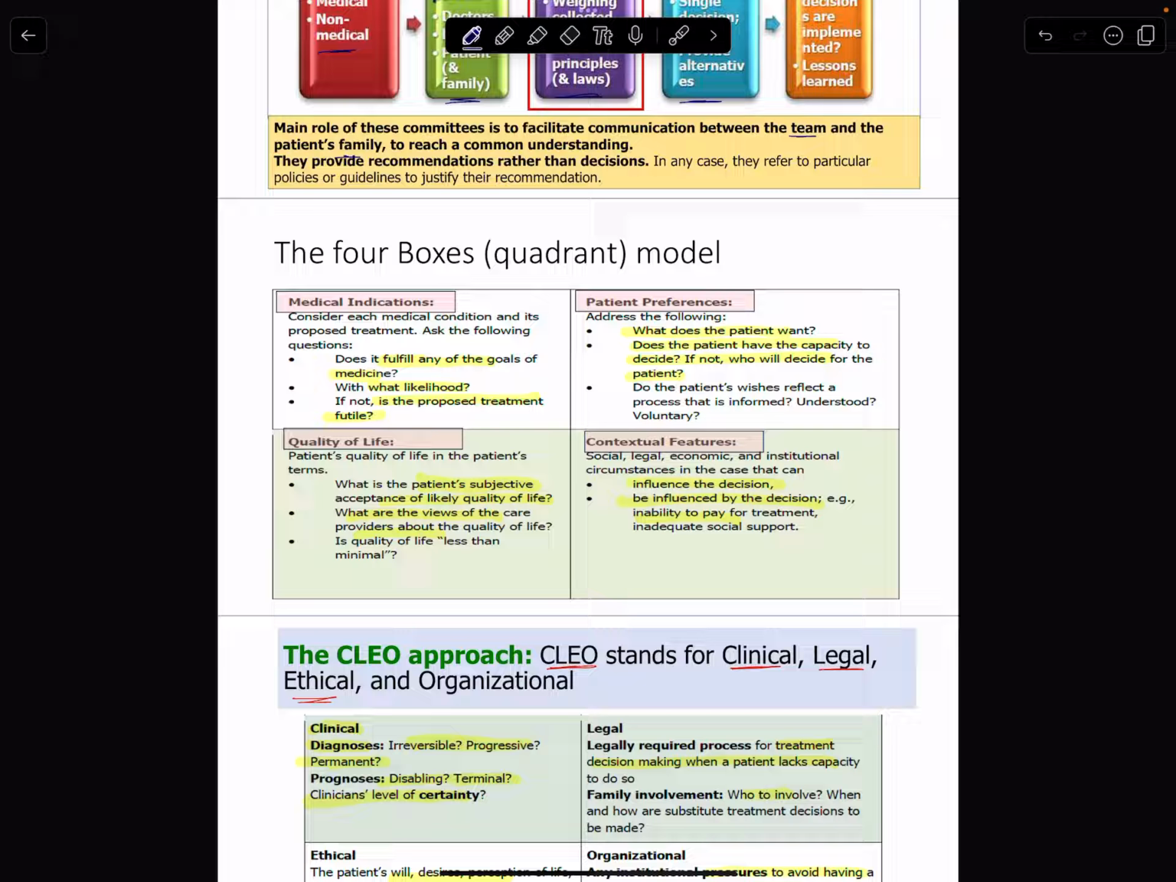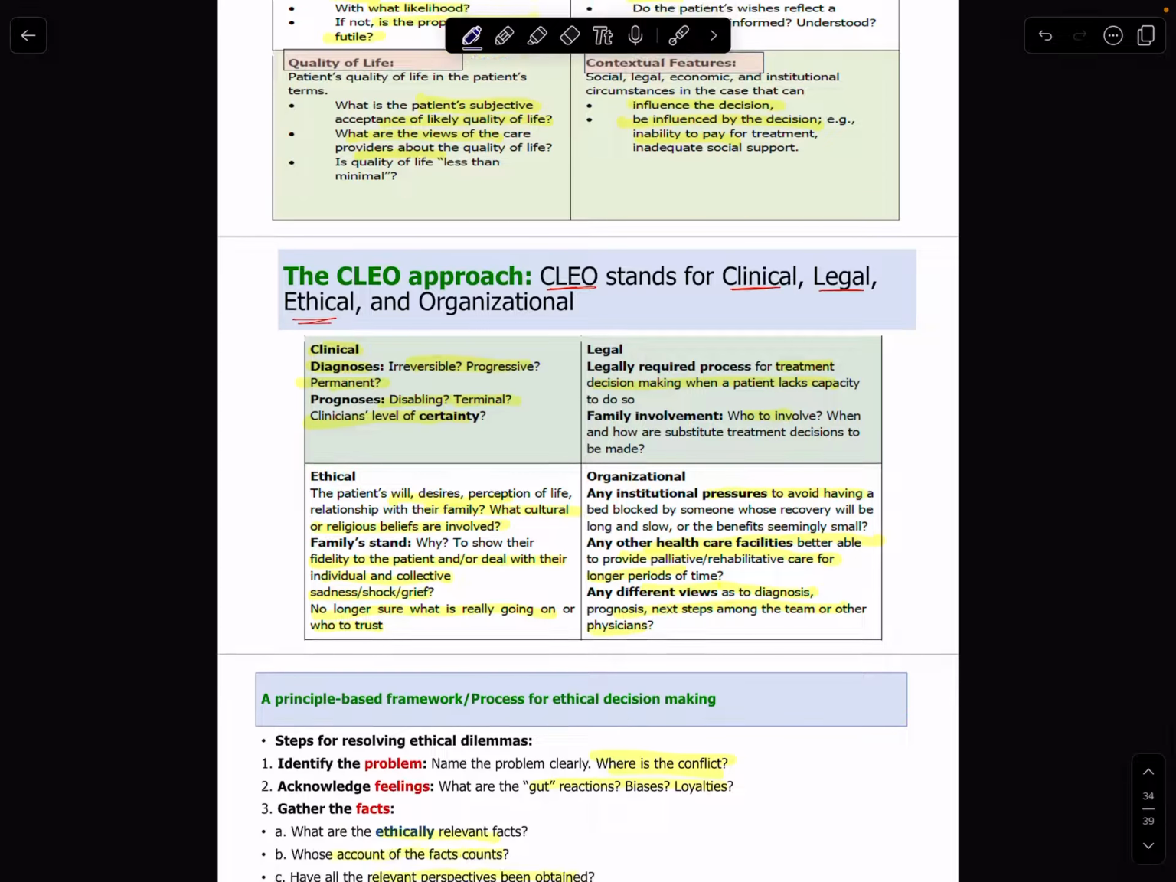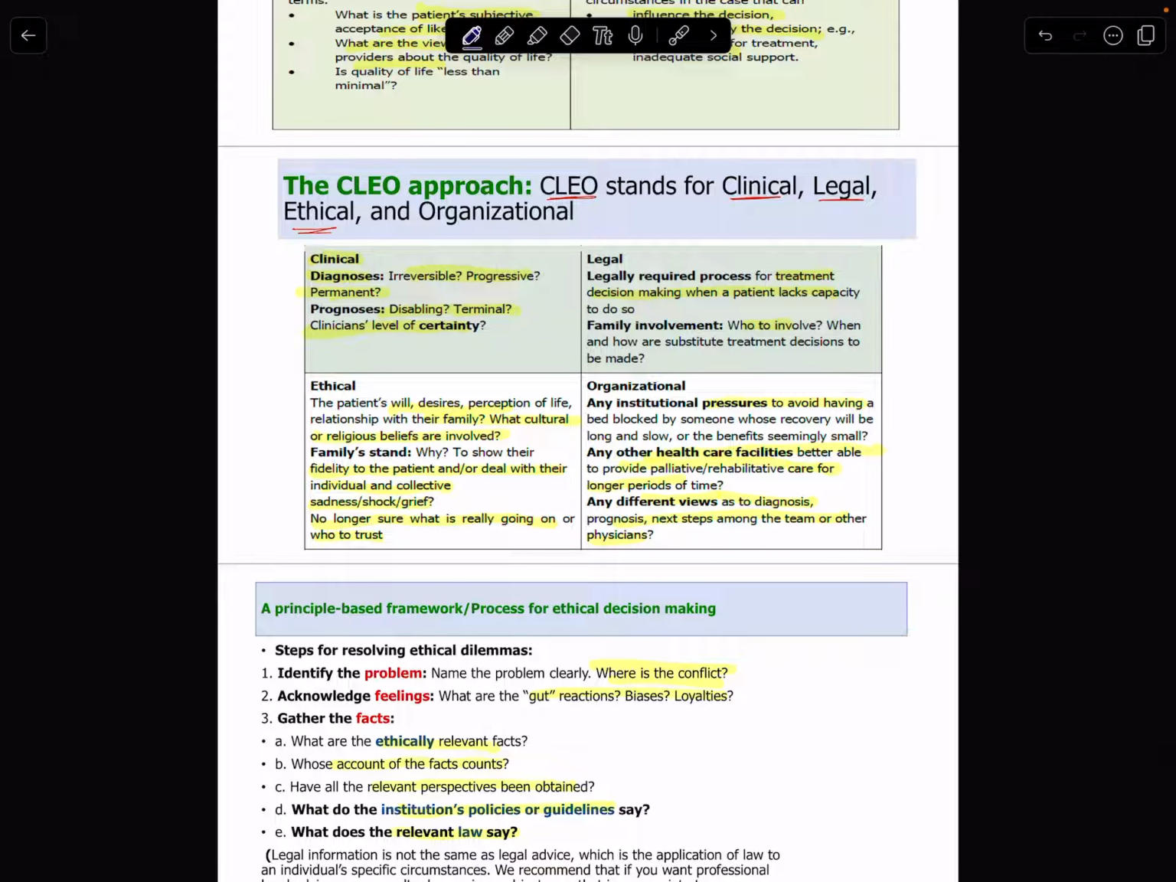They consider things based on the medical indications and the patient preferences. This is the four-quadrant model: the quality of life of the patient, and contextual features. The CLEO approach is related to the clinical, legal, ethical, and organizational. You can just read through that.